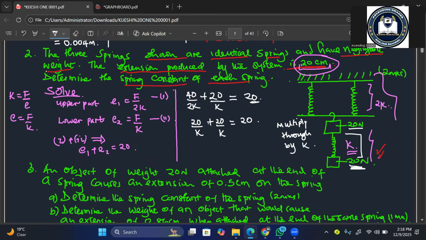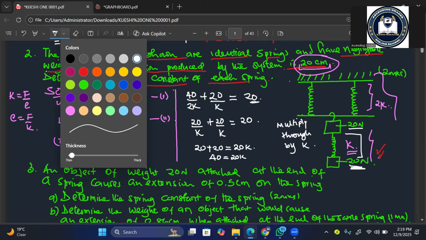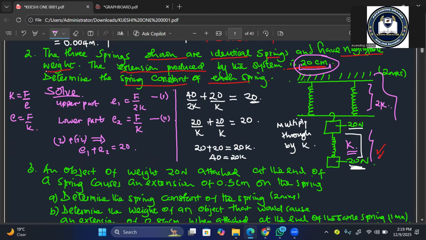So we'll be having 20 plus 20 is equal to 20K. So this is 40 is equal to 20K. Now, when you make K the subject of the formula, we shall be having K as 40 divided by 20. And in this case, we are going to get 20.